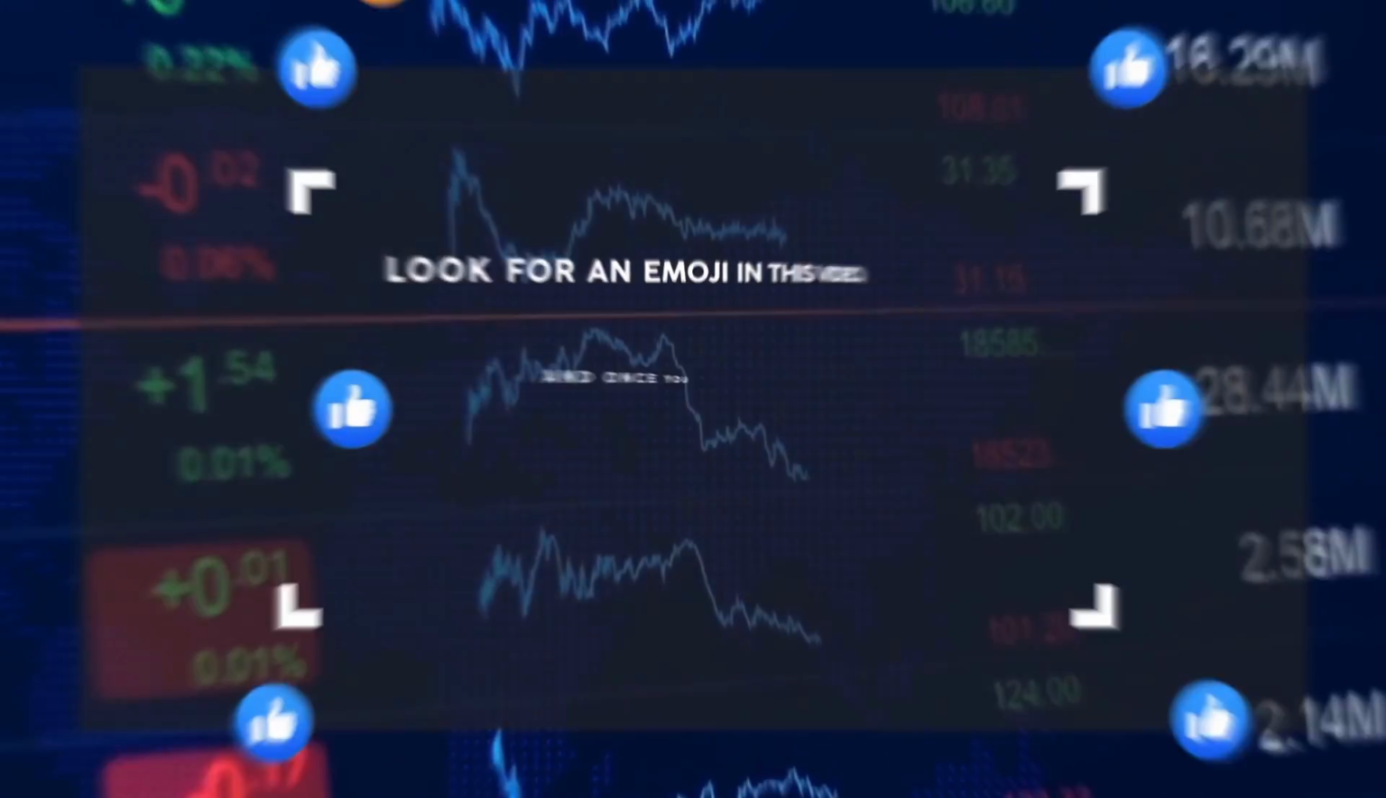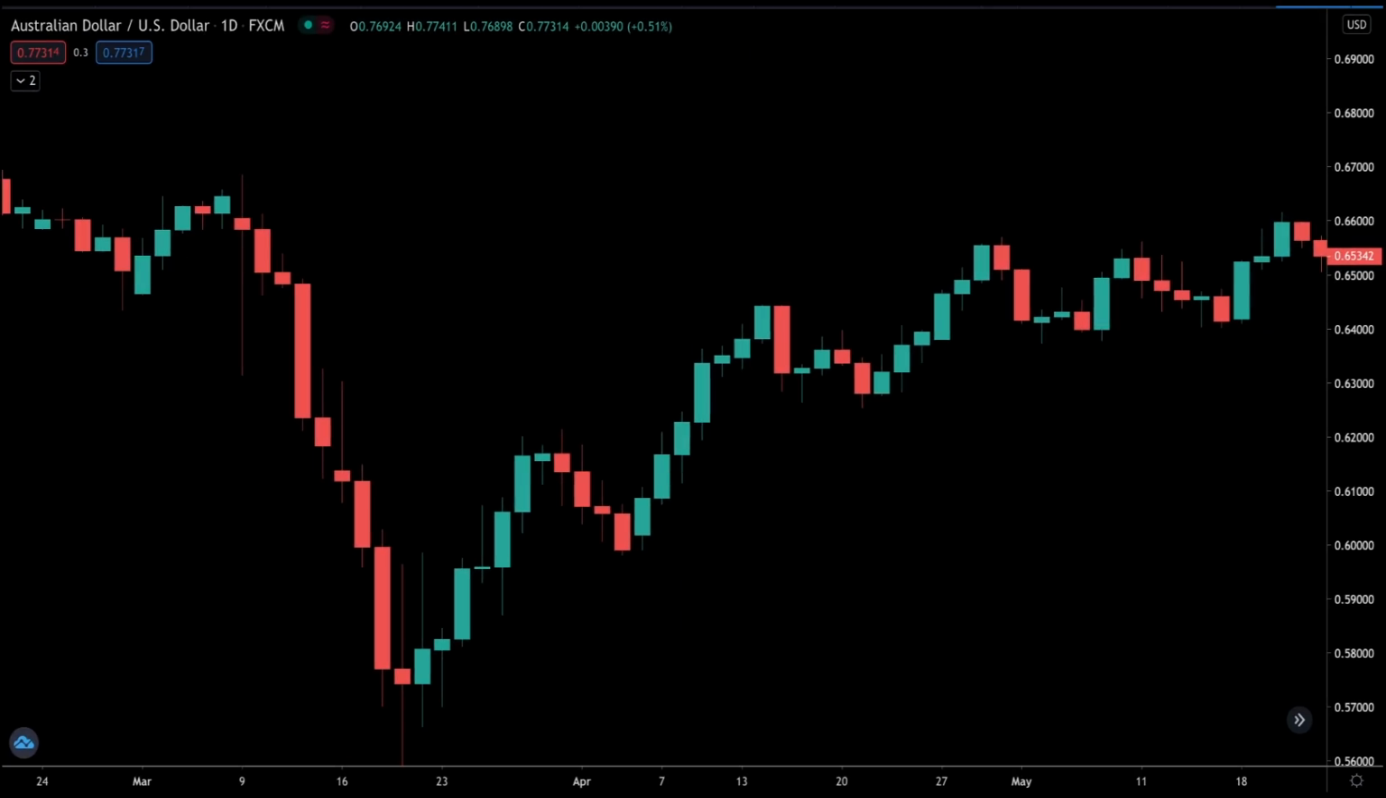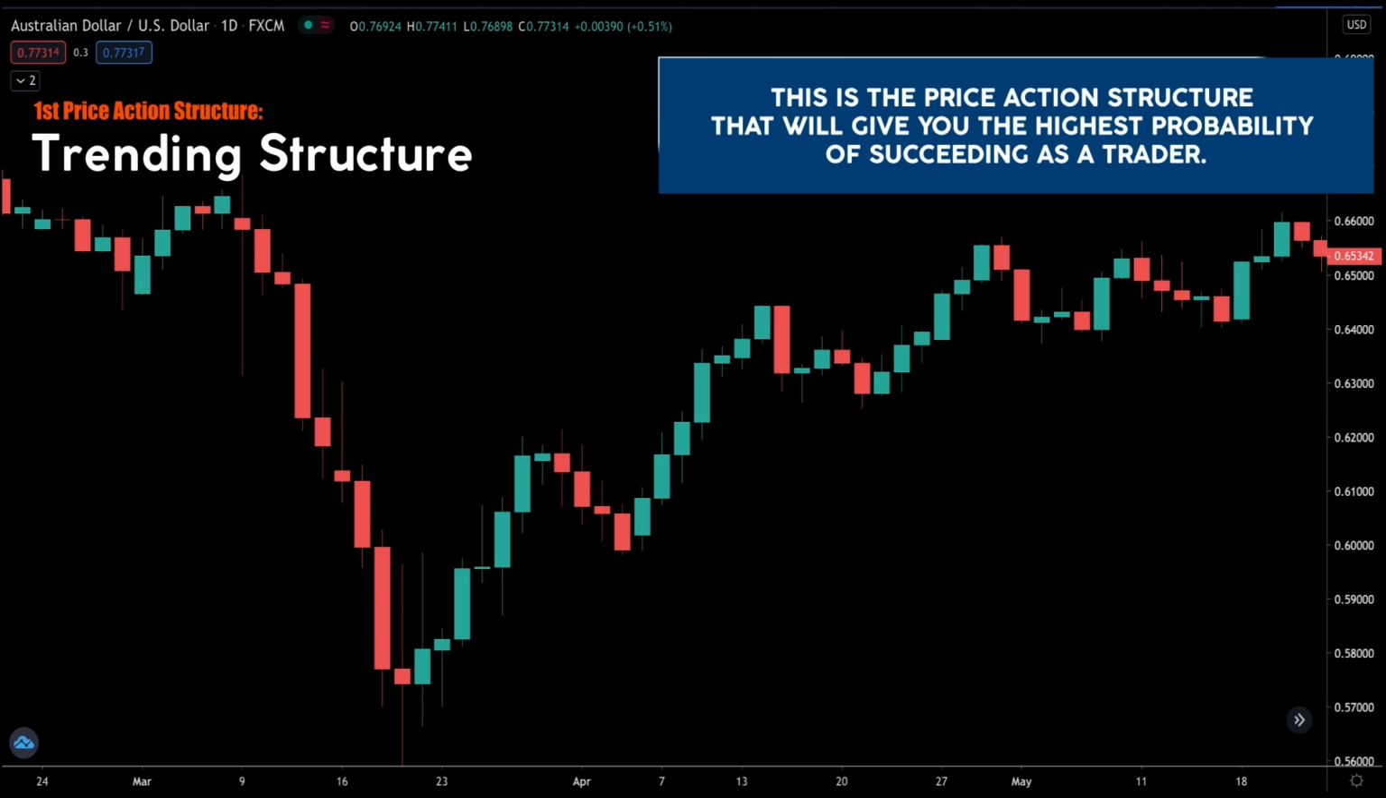So let's move on to the first price action structure, which is the trending structure. This is the kind of price action structure that beginners must know and should focus on. If you are not yet profitable as a trader, then pay close attention and keep watching, because this is the price action structure that will give you the highest probability of succeeding as a trader.